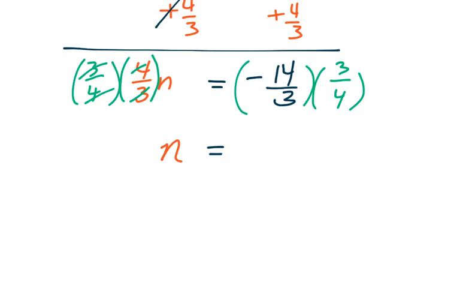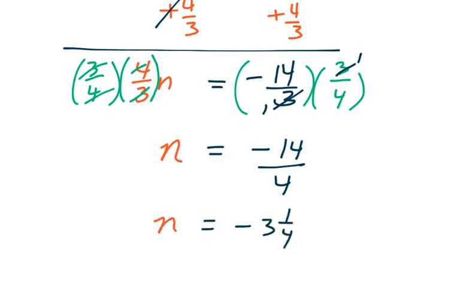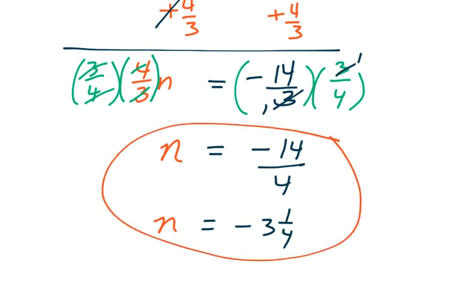On the right hand side, the 3's will cancel and we will be multiplying a negative by a positive, so that gives us a negative, and we have 14/4. If we wanted, we could also write that as -3 1/4. So that is the unknown value, the unknown number that we were looking for in this problem.